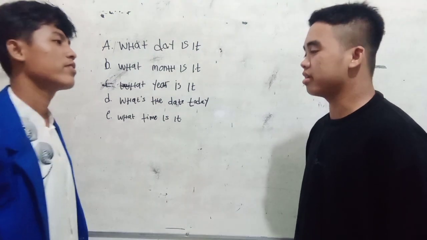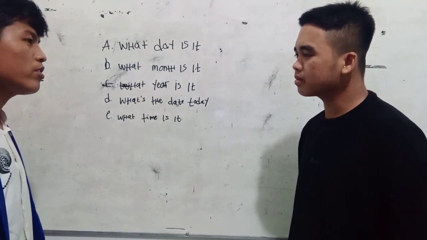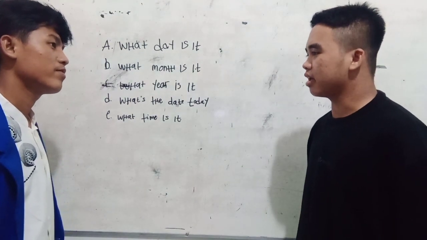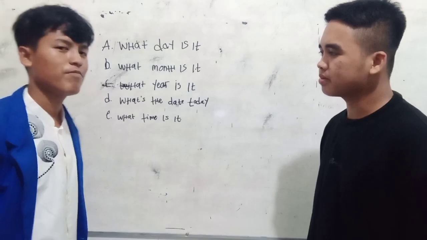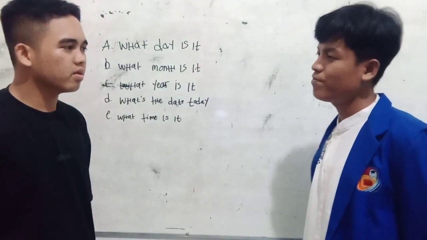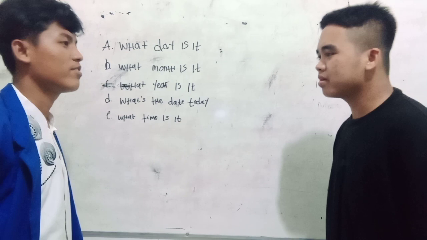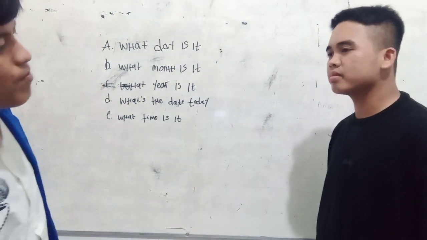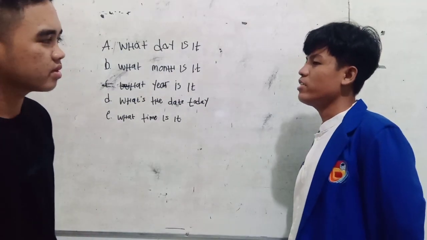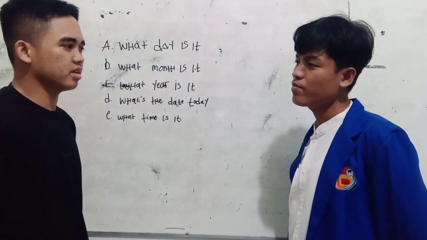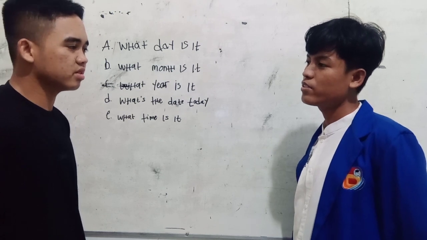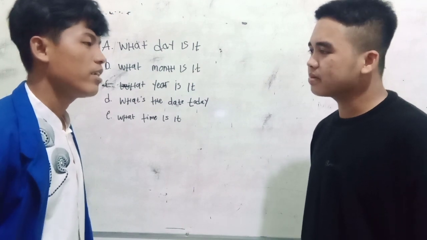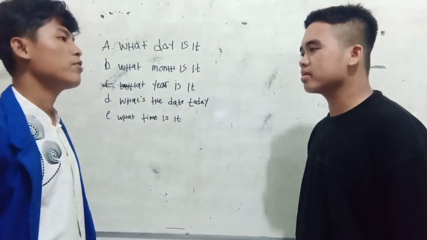What's the day today? 1 April. What's the day today? The 1st of April. What day is it? Wednesday. What's the day today? July 3. What time is it? It's 6:05. What time is it? It's 9:55.